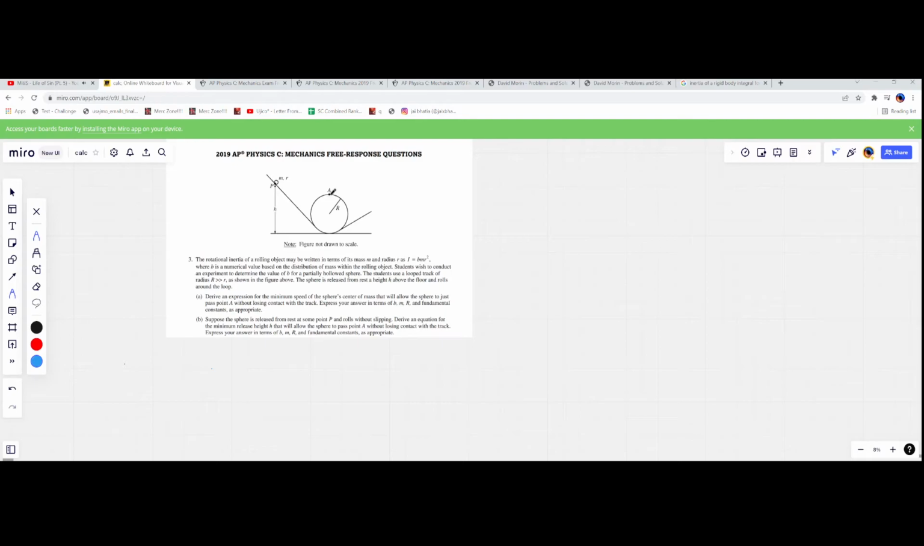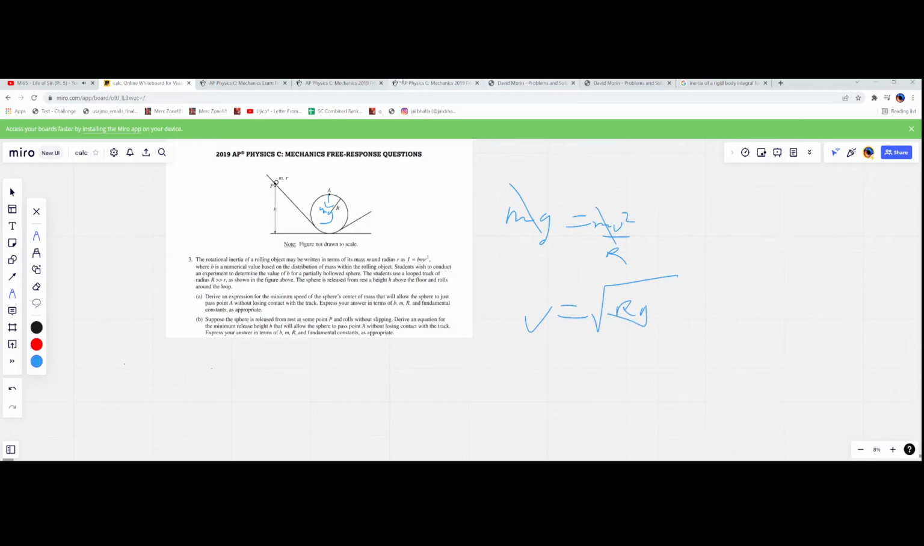So we can assume that Fn is 0. Therefore, the only force that acts on it here is just mg. So you have mg is equal to mv squared over r. Then this cancels, and then v is equal to square root of rg.